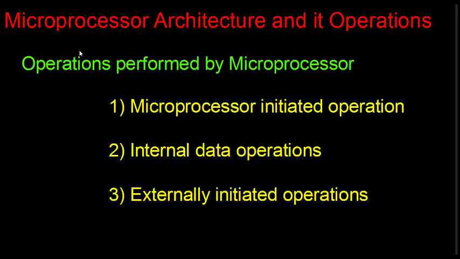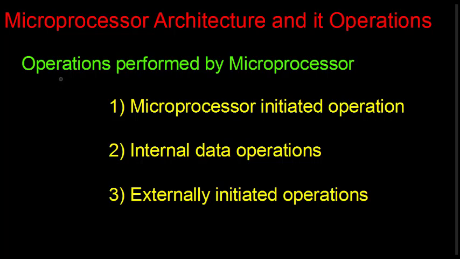So the next topic is microprocessor architecture and its operation. What is the meaning of architecture? Architecture is the logic design to realize the microprocessor, and the operations also. So first we'll study the operations performed by the microprocessor, and then we'll come to the architecture part.